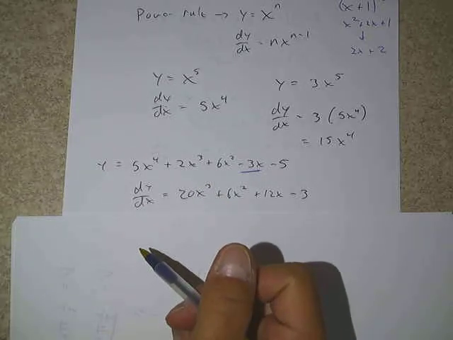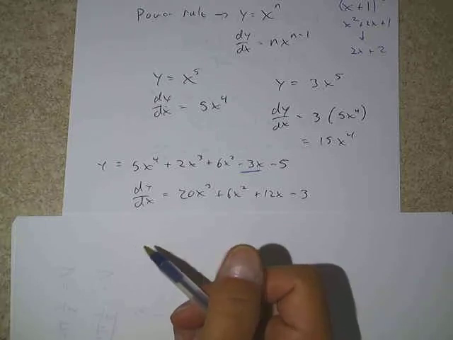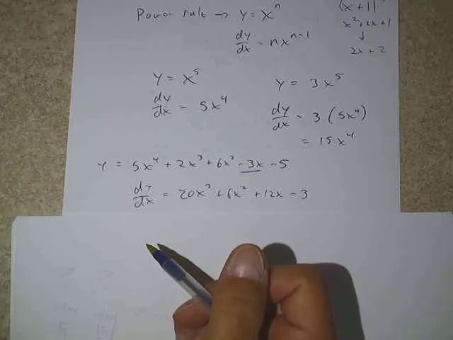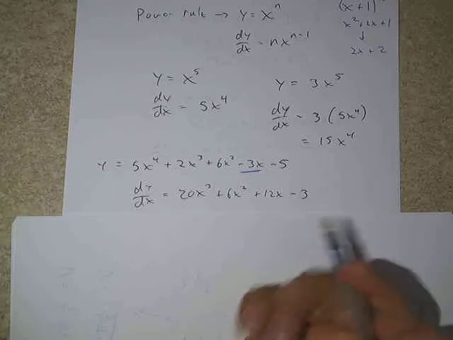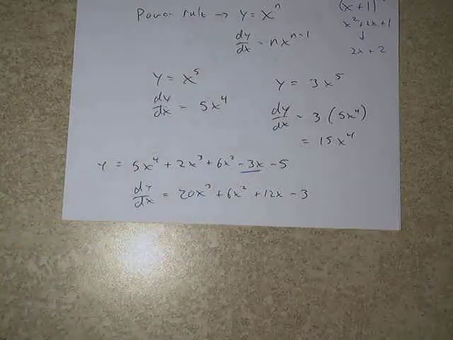So luckily, we can thank Newton and Leibniz for coming up with these rules to make this a whole lot easier for us. And so from here on out, when we have a problem like that and we have to find the derivative, we can just use the power rule anytime we have a polynomial function. Questions so far?